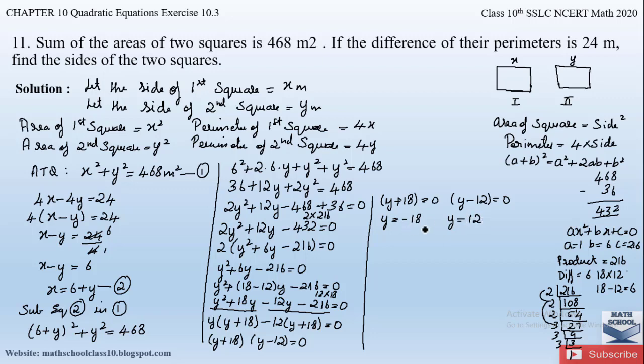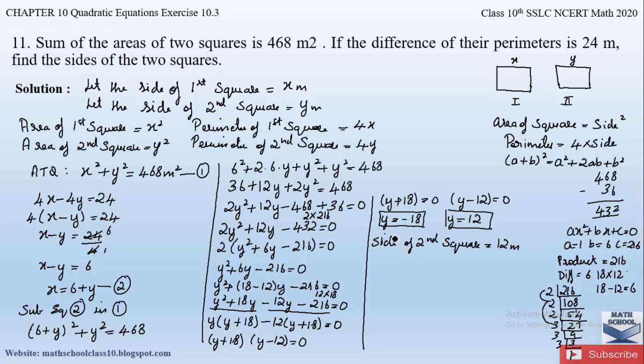So we got two values for y here, that is y equal to minus 18 and y is equal to 12. So what did we consider y as initially? That is the side of the second square. So side of a second square cannot be a negative value, so we will take only y is equal to 12.